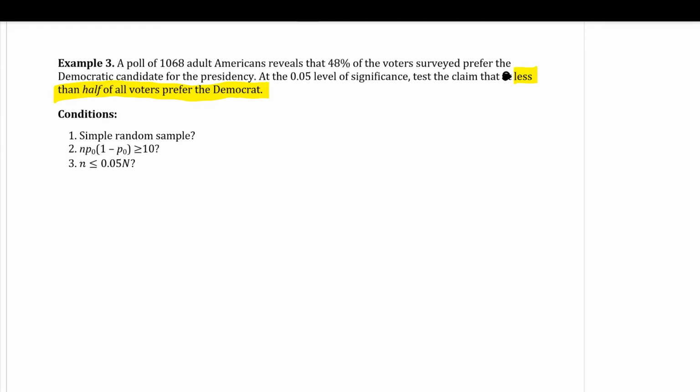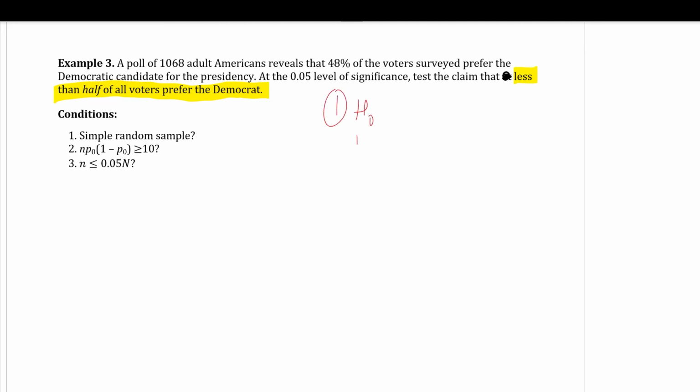Okay, that seems to be the claim statement because it's usually followed by the word claim. Again, sometimes the word claim doesn't even show up in the problem, so it's a little bit more subtle. But this one was pretty straightforward. Okay, less than half of all voters. So half is really the key word there, right? Half pertains to a percentage, right? Or proportion. So let's start with step 1 here.